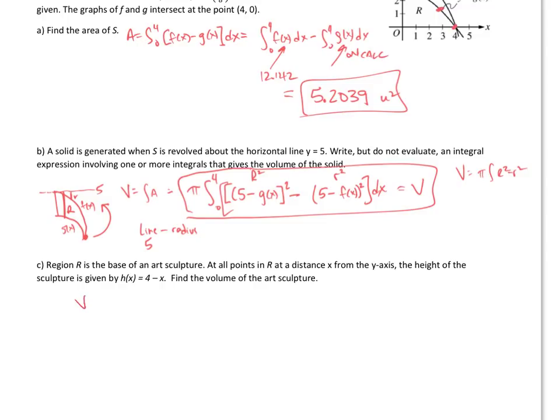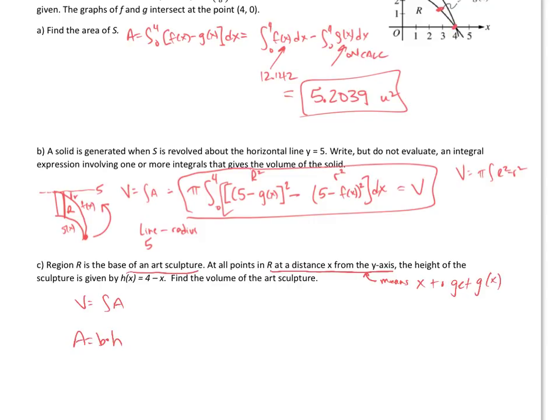All right, the volume, like we always say, is the integral of the area. This is the base of an art sculpture, so the area is going to be base times height. In this case, R is at a distance x from the y-axis. This is kind of a little confusing. What it means is that this is x to get g of x. That's what that means. So don't let that confuse you a whole lot.